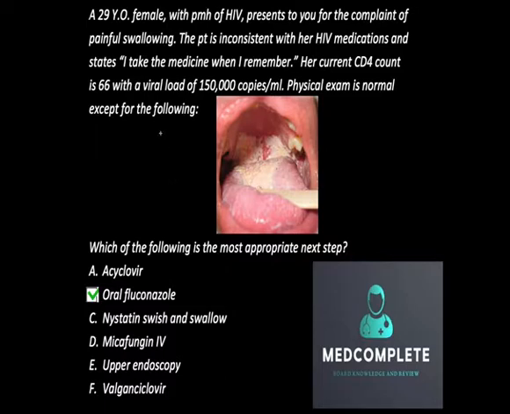So the answer to the previous question we posted regarding our 29-year-old female with HIV who has odynophagia is B. She should be started on oral fluconazole therapy.